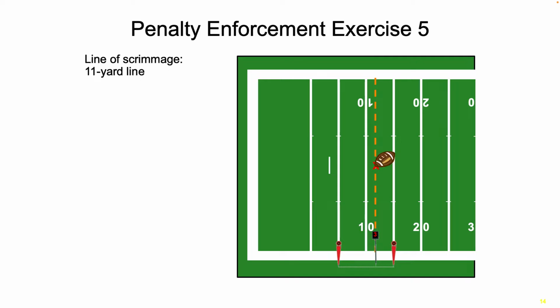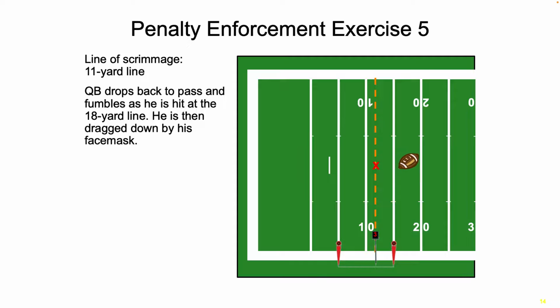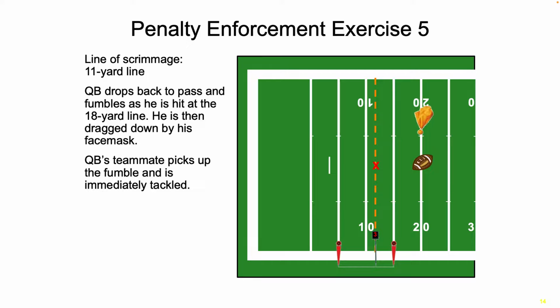Play number 5, starting at the 11 again. This time the quarterback drops back to pass. He's fumbled as he's hit at the 18. He is then dragged down by his face mask. So we have a face mask penalty. After that face mask, the quarterback's teammate picks up the fumble and he's immediately tackled there at the 18.